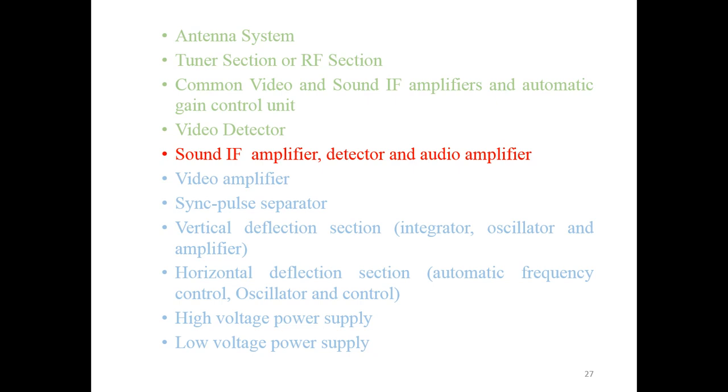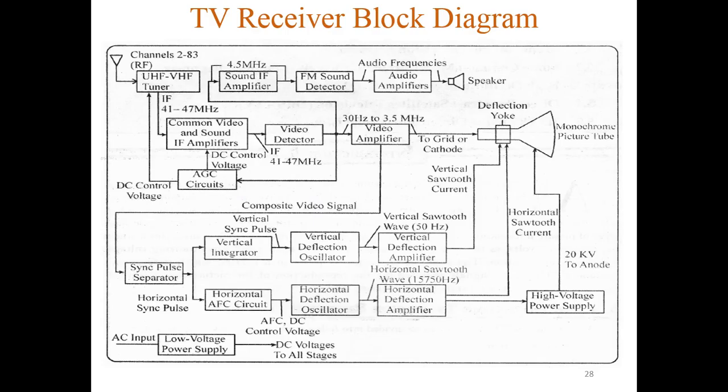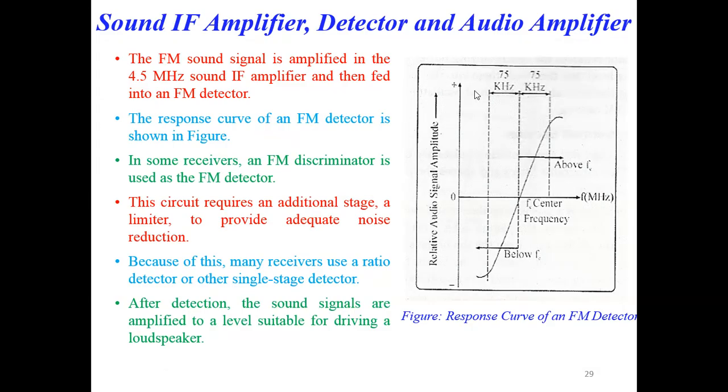Now we come towards the sound IF amplifier detector and audio amplifier. In this block diagram of the TV receiver, this is the part of the sound IF amplifier, FM sound detector, audio amplifiers, and the speaker. We are going to discuss in detail. The FM sound signal is amplified in the 4.5 megahertz sound IF amplifier, as we have seen in the last figure, and then fed into an FM detector.